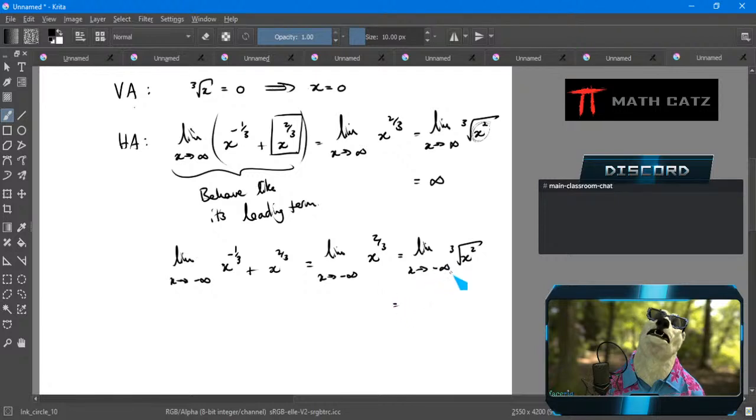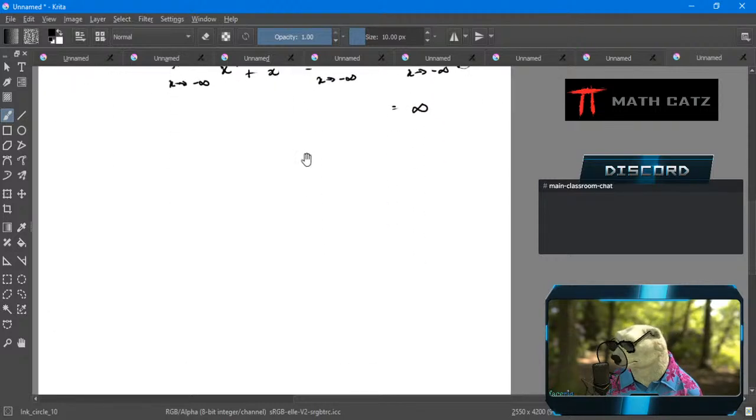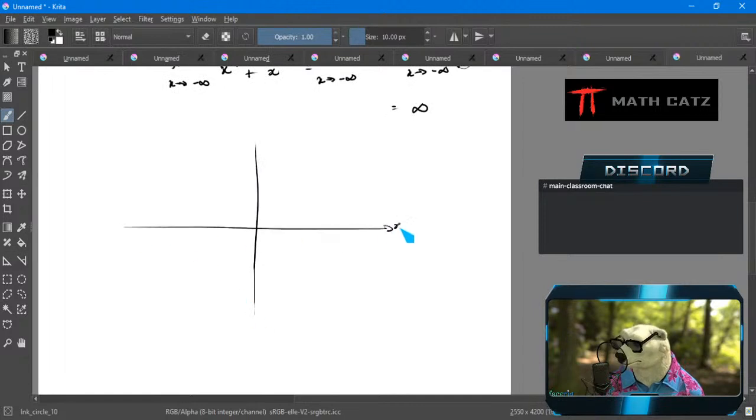X is large but negative. X squared is going to make that large positive. Cube root of a large positive number, large positive. So, conclusion, no horizontal asymptotes. But I do know I get two infinities. I'm going to go up on either side. What happens in the middle? Who knows? It seems to have a vertical asymptote as well. I don't know which one it's going to be.